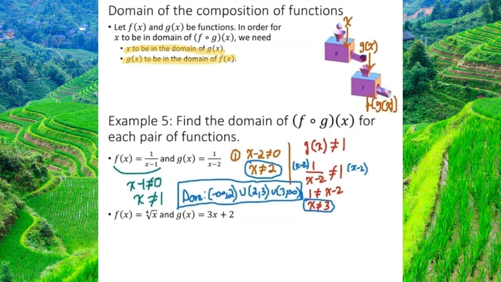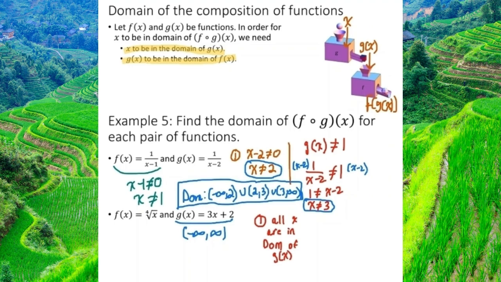Next, we're going to find the domain of f composite g of x, where f of x is the fourth root of x, and g of x is 3x plus 2. Again, I'm not going to figure out what the composition is as a formula. I'm going to focus on g of x and f of x and the two conditions highlighted above. If we look at g of x equals 3x plus 2, it does not contain division, does not contain any even roots, does not contain any logarithms. So our domain of g of x would be negative infinity to infinity. So if we think about our first condition, x has to be in the domain of g of x, then any choice of x will be in the domain of g of x, since g of x has a domain of all real numbers. Now we'll turn our attention to condition 2.